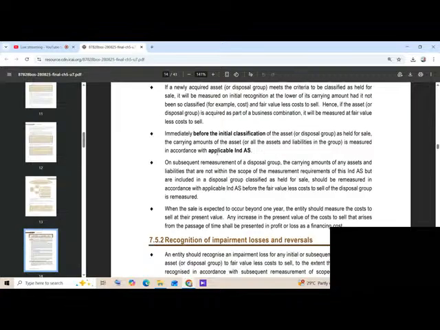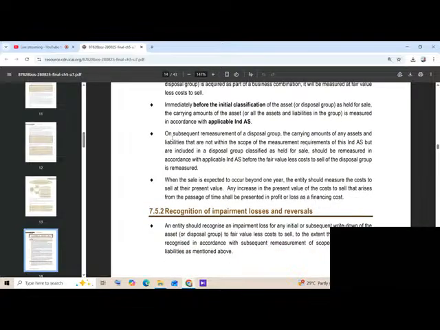Immediately before the initial classification of the asset as held for sale, the carrying amount of the asset is measured in accordance with the applicable Ind AS. On subsequent measurement, on remeasurement of a disposal group, the carrying amount of any assets and liabilities that are not within the scope of measurement requirements of this Ind AS but are included in a disposal group classified as held for sale should be remeasured in accordance with applicable Ind AS before the fair value less cost to sell of the disposal group is remeasured. When the sale is expected to occur beyond 1 year, the entity should measure the cost to sell at their present value.